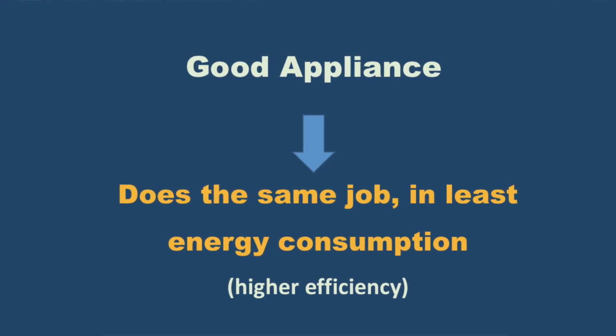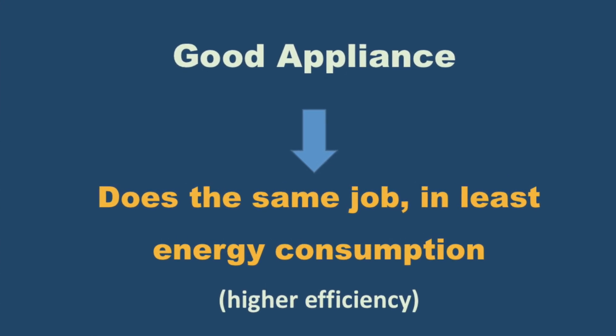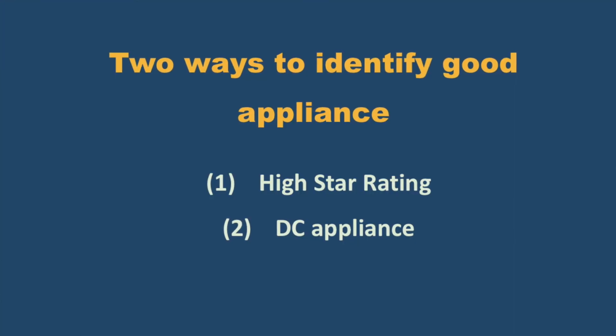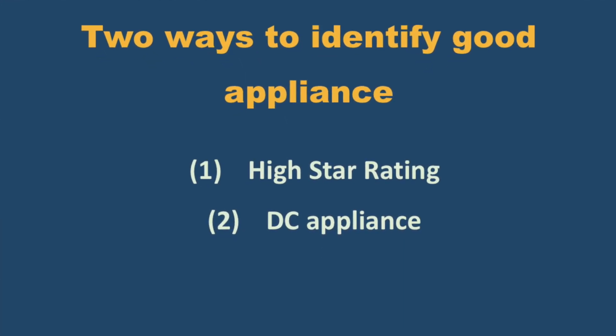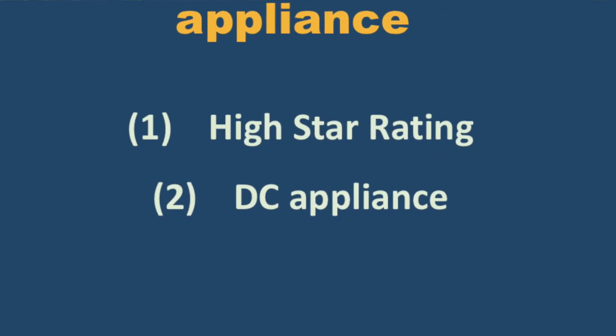So therefore, a good appliance is the one which does the same job by consuming a lower amount of energy. I also told you, how do we know how much energy is required to run an appliance? There are two ways to figure that out. One is star rating. Last time I showed you that the more star rating, the less energy requirement of an appliance. But I also told you that there is something called a DC appliance, or direct current based appliance, and in general the DC appliances are better in terms of efficiency, which means that they require less energy to do the same job output.